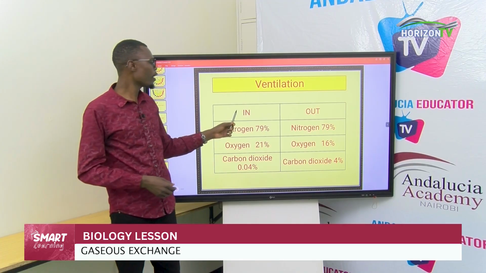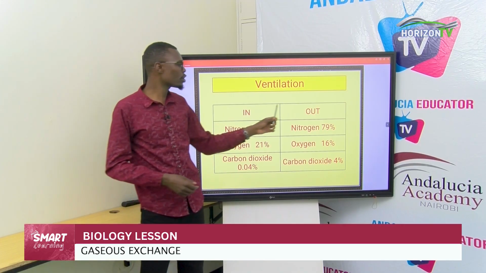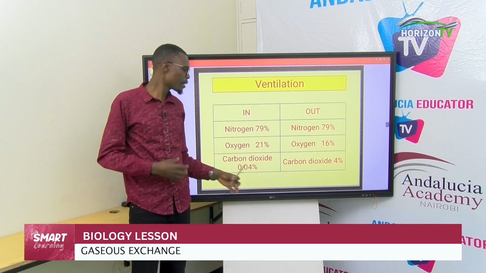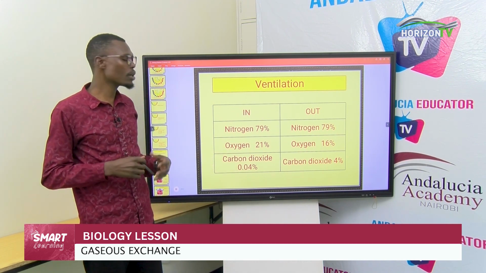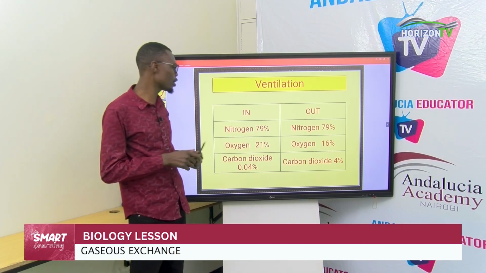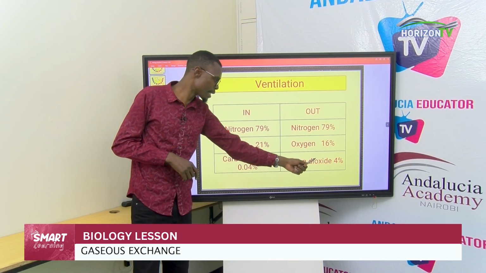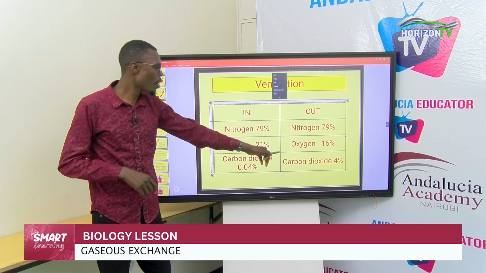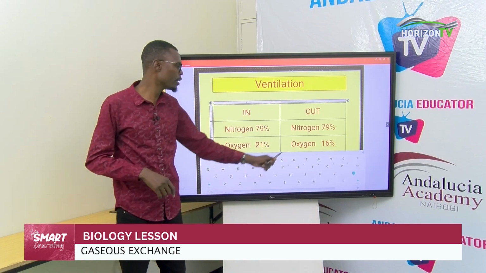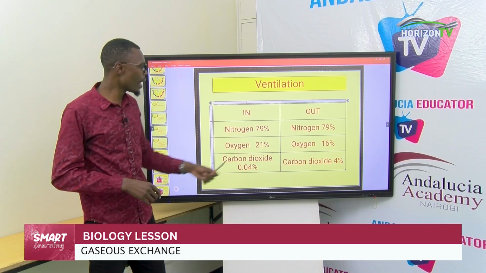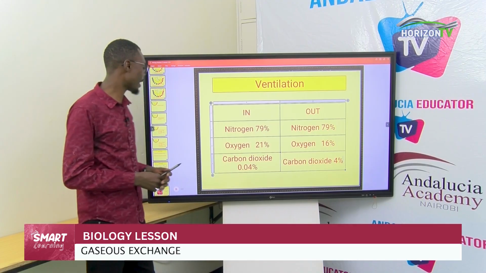So the difference in percentage between the air you inhale and the air you exhale indicates that oxygen is being used by the body cells in respiration and carbon dioxide is being produced as a result of respiration. A higher percentage of carbon dioxide is produced compared to the oxygen being taken out.